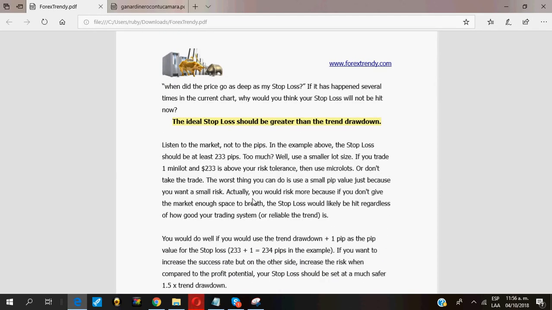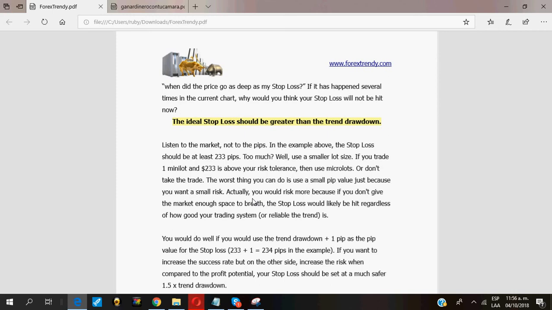Too much? Well, use a smaller lot size. If you trade 1 mini lot and $233 is above your risk tolerance, then use micro lots. Or don't take the trade. The worst thing you can do is use a small pip value just because you want a small risk. Actually, you will risk more, because if you don't give the market enough space to breathe, the stop loss will likely be hit regardless of how good your trading system or how reliable the trend is.